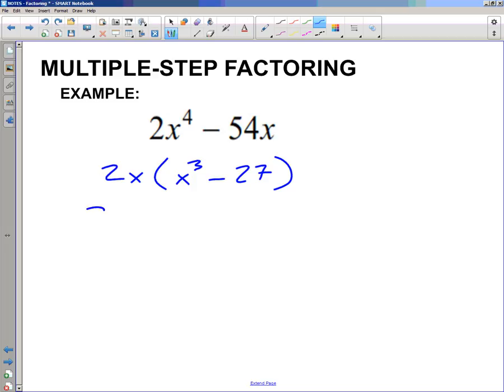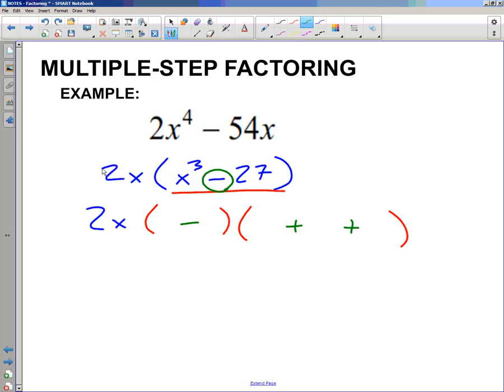So we're going to leave the 2 and the x out in front, but we need to factor this x cubed minus 27. Since it's a difference of cubes, we do know that it's going to be a binomial followed by a trinomial. Let's use the SOAP rule to figure out our signs. In the original problem, it was a minus, so we'll take the same, opposite, and always positive for our new signs.